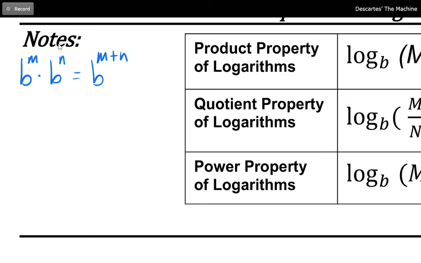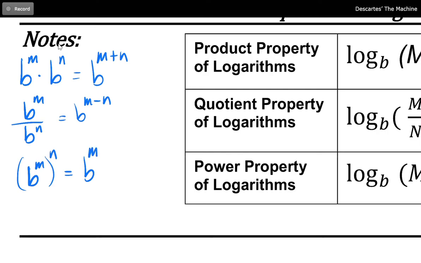Now there's a quotient property too. If I have b to the m divided by b to the n, the same base, then what I do is I take the base and I subtract m minus n. So what was a division problem becomes a subtraction problem. And there's one more, the power property. If I have b to the m raised to the n, I can keep the base and then multiply m times n. Multiply the exponents.